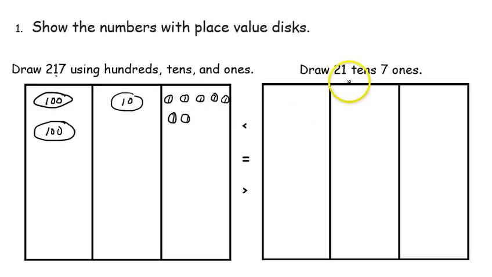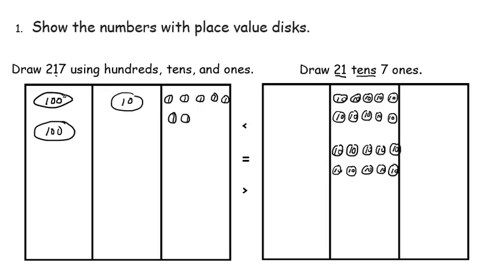Across from that, we're going to draw 21 tens. So I need 21 discs in my tens column, and I'll show that each disc is worth 10. Here's 10 groups of 10 and 20 groups of 10, and I just need one more to show 21 groups of 10. Now I need 7 ones. So I have my 21 tens and my 7 ones.